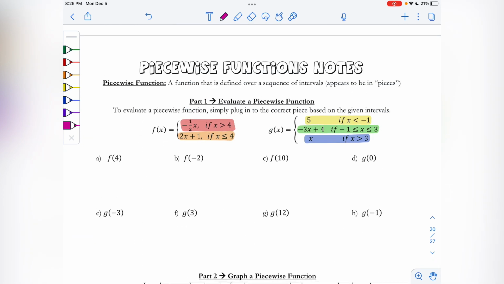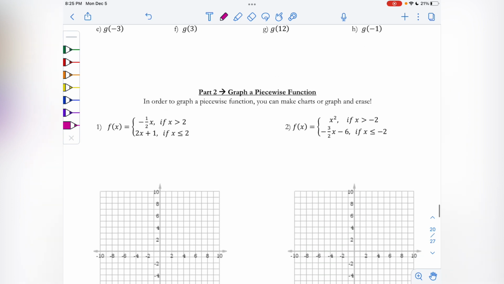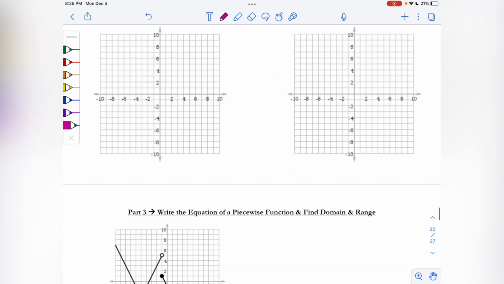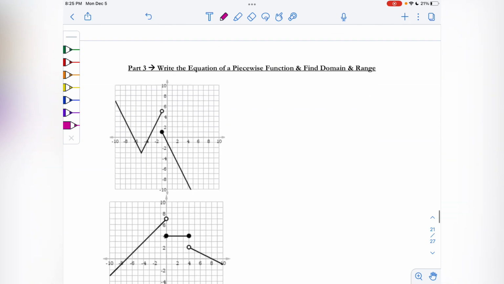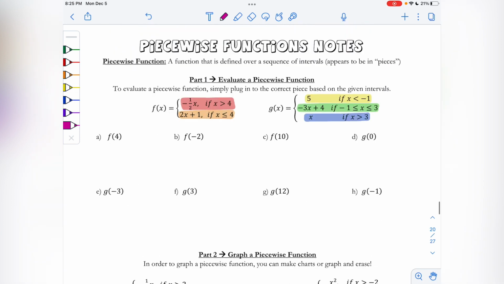So we're going to do some things with piecewise functions. Today we're going to evaluate piecewise functions. That's this first section. We're going to graph piecewise functions, and we are also going to write the equation given a graph of a piecewise function, and then we'll also quickly talk about domain and range. So let's start with evaluating.